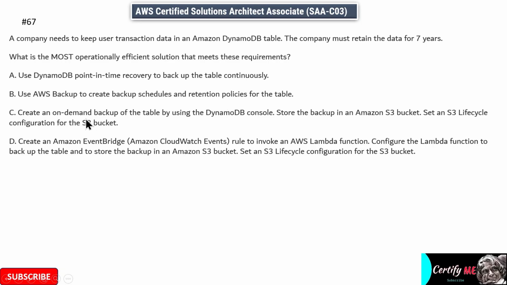Option C. Create an on-demand backup of the table by using the DynamoDB console. Store the backup in an Amazon S3 bucket. Set an S3 lifecycle configuration for the S3 bucket. Option D. Create an Amazon EventBridge rule to invoke an AWS Lambda function. Configure the Lambda function to back up the table and to store the backup in an Amazon S3 bucket. Set an S3 lifecycle configuration for the S3 bucket.